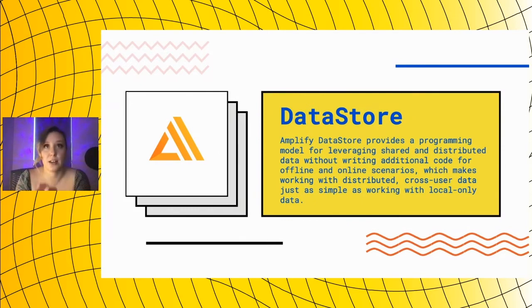The first is Amplify DataStore, which provides a programming model for shared and distributed data that is also available offline. So this data is stored in a database so it can be shared between your different users, but it's also stored locally in Chrome. It's in IndexedDB, for example. So it's available offline if you want to enable those use cases as well. This is especially useful for mobile applications, but also if you are enabling that within the browser as well.